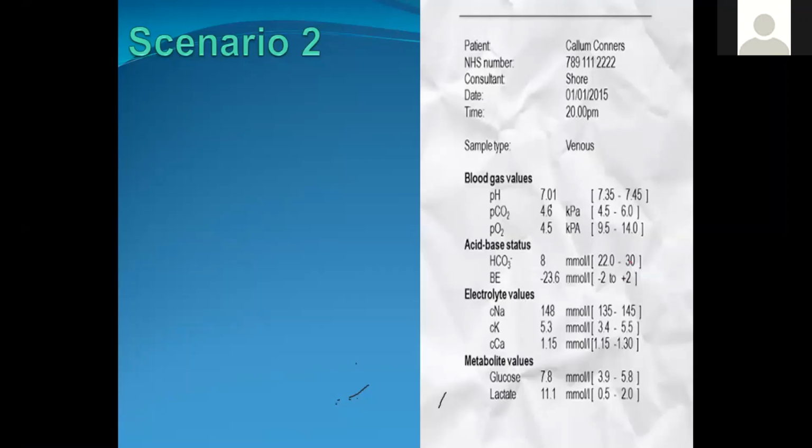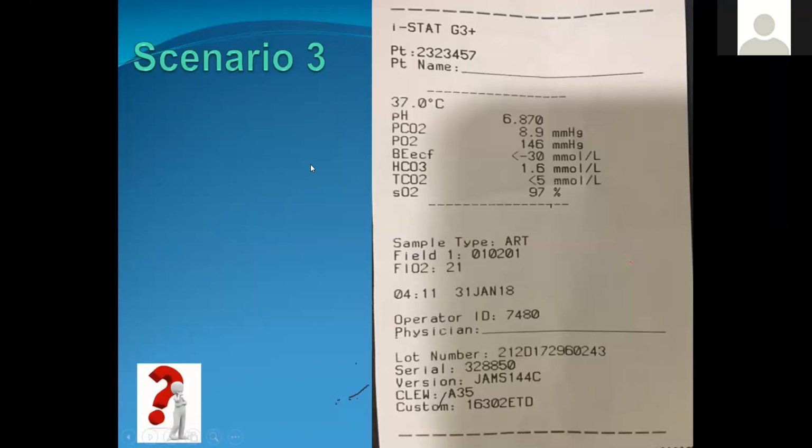Yes, we have lactic acidosis. Your lactate is high, it's 11. So this is lactic acidosis, could be septic shock. So we'll go to the next one. Yes, what do you think about this blood gas? You know, in the last blood gas, blood sugar was around 7.8. We cannot say this is hyperglycemic. It's only 7.8. For this blood gas, what do you think?